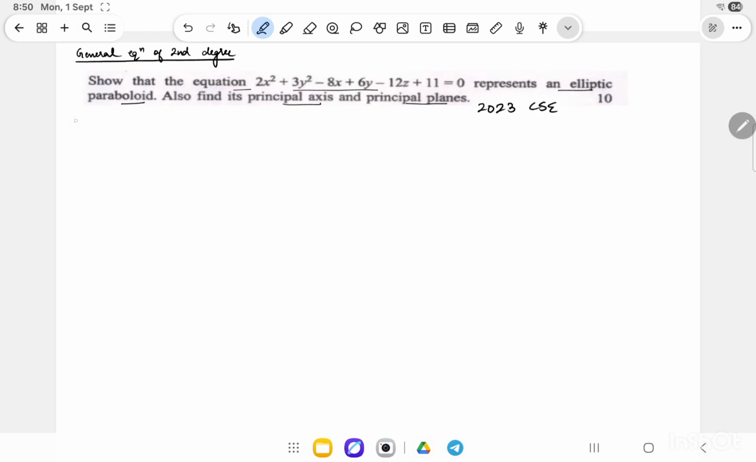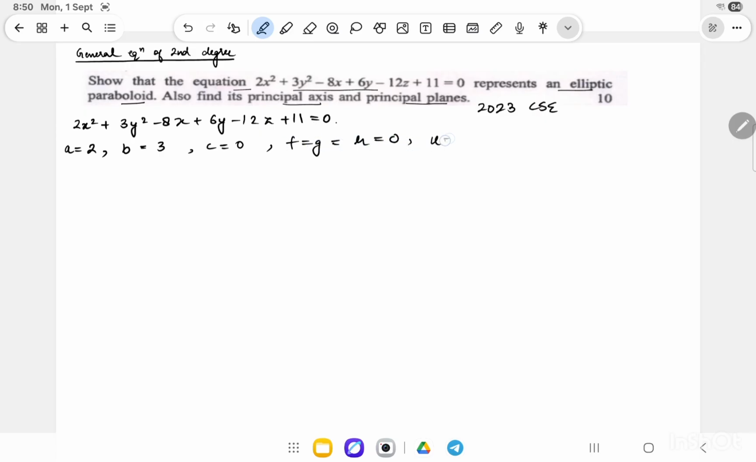The given equation is 2x square plus 3y square minus 8x plus 6y minus 12z plus 11 equals 0. If we compare it with the general equation, we get a equals 2, b equals 3, c equals 0, and since there is no term involving yz, zx and xy, f, g and h are 0. Also u is minus 4, v is 3 and w is minus 6, and the constant term d is 11.